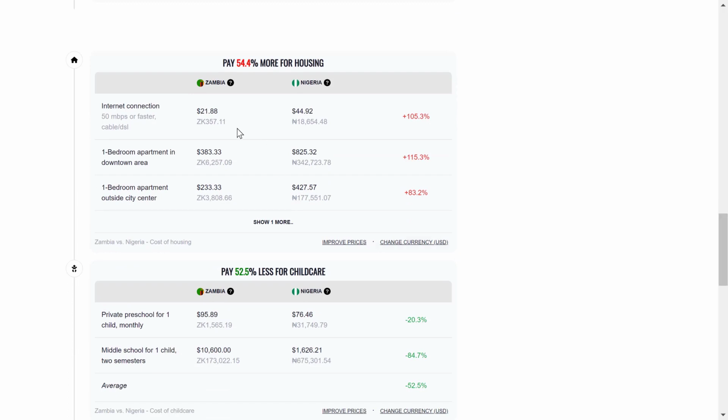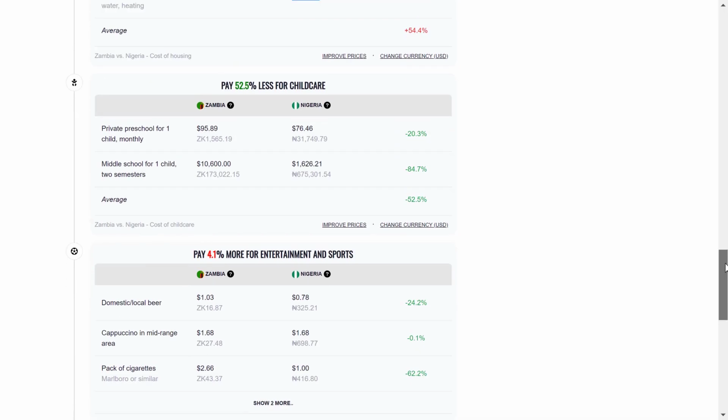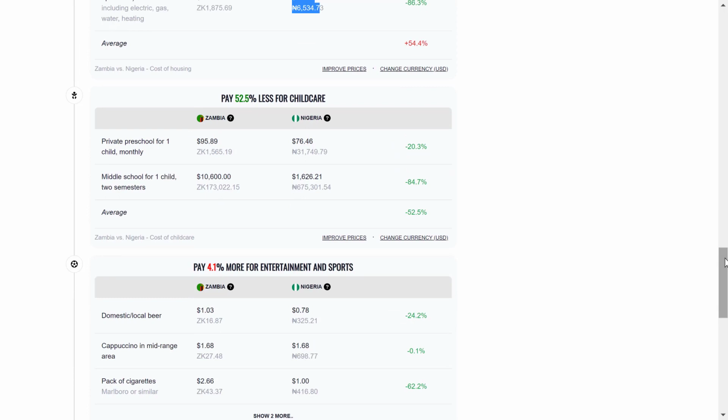Then here on the housing, internet connection should be cheaper in Nigeria. So this one, I wonder. Issues of a one-bedroom apartment. Okay, Nigeria does have expensive accommodation. So this one is okay. Zambia is okay. Utilities, you find Nigeria is cheaper. It could be because the state utilities don't actually service the population, or they're actually more efficient and service the people. So stats at face value sometimes are just weird.